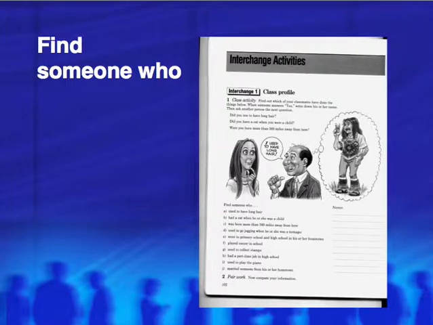The next one is find someone who. This works especially well at the beginning of classes as an icebreaker or warmer, and especially if you've got some information about your students or where they come from, the languages they speak, the hobbies they have. This is a way of introducing students to each other. It gets students on their feet, it gets them walking around, and it's a nice activity, especially if the information is true about each student. People learn things about each other.